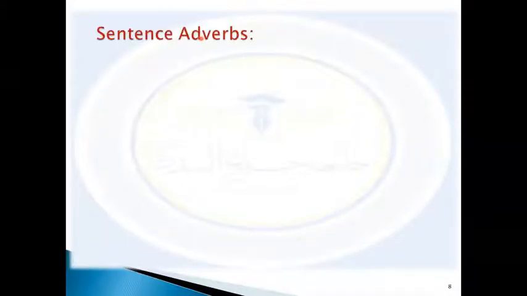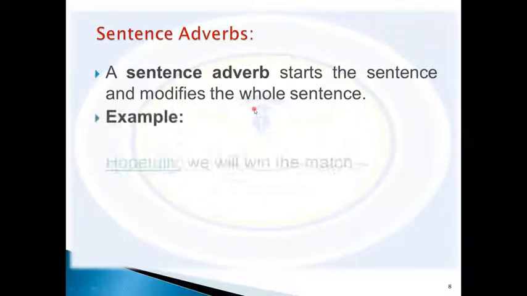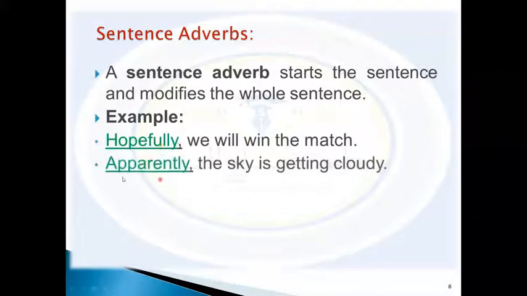The second type of adverbs is known as what? Sentence adverbs. A sentence adverb starts the sentence and modifies the whole sentence. For example, hopefully we will win the match. Hopefully. Also, apparently the sky is getting cloudy. So apparently also is a sentence adverb.